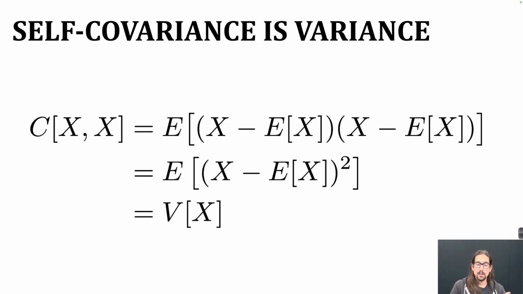Interesting little fact here. You may recognize that the self-covariance is just variance. So if I put here the covariance of x and x, what are you going to get? You're going to get the variance of x. So you can do that mechanically, right? Just plug in x where there was a y, and you get this formula here, which you should recognize as the variance of x.